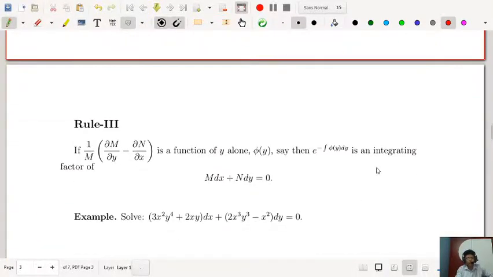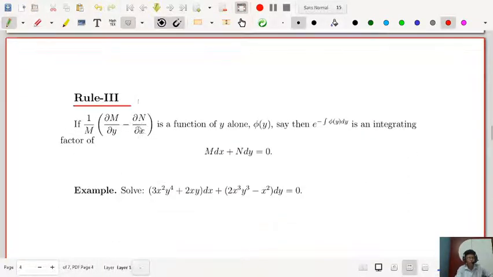Let's move now to rule 3. We have talked about rule 1 and rule 2. Rule 3 is very similar to the previous one, just you are replacing N by M. So in this case you have 1/M (∂M/∂y − ∂N/∂x). If the same expression is a function of y alone, φ(y), then e to the power −∫φ(y) dy is an integrating factor. Here you have a minus, be careful about that.